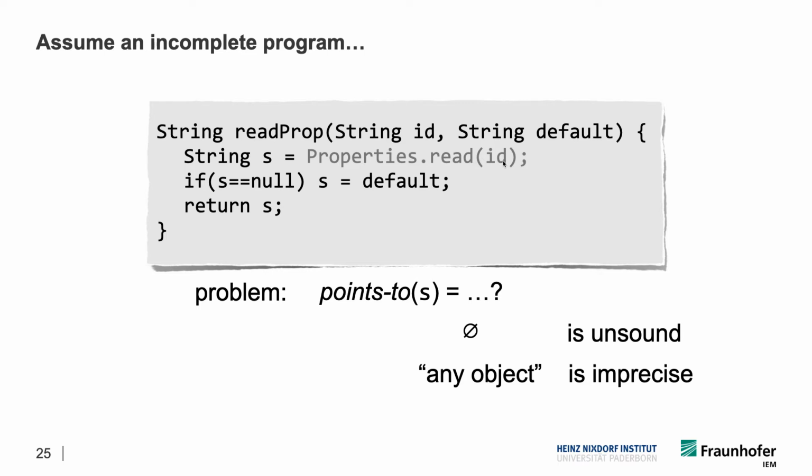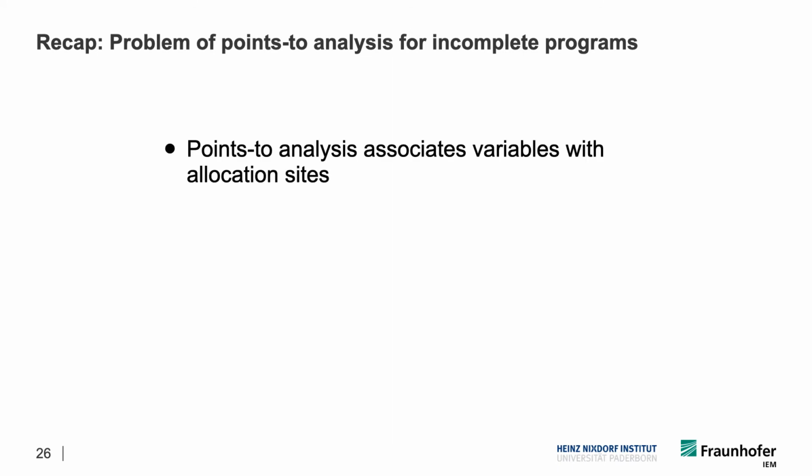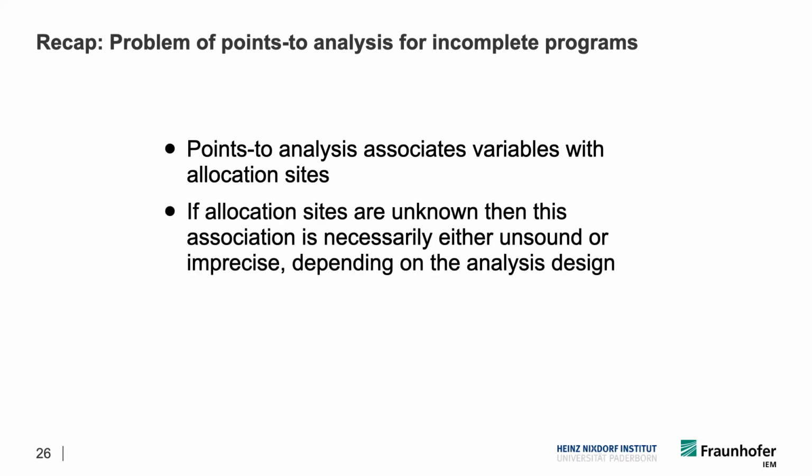And so whenever you have these situations, points-to analysis has its problems, and therefore sometimes it could, yeah, not be the preferable solution. So just to restate the general problem, points-to analysis associates variables with allocation sites, right? And if allocation sites are unknown, then this association is necessarily either unsound or imprecise, depending on the analysis design, okay?